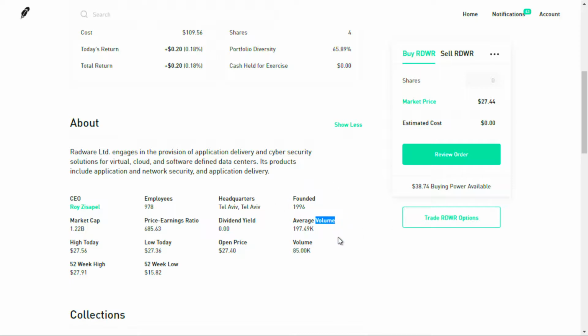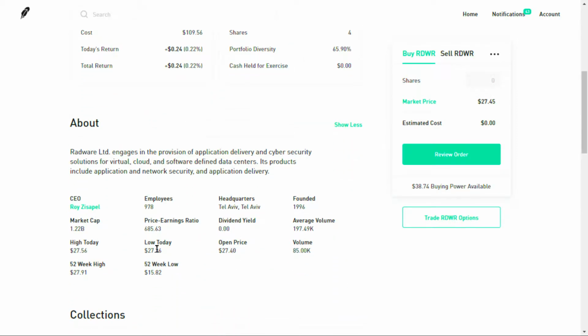If you don't know what volume is, it's the amount of shares that were bought or sold, so the amount of shares that changed hands. Volume for today is 85,000, so that's how many shares were bought or sold. The open price is the price that the stock opened that day. The low today is the lowest price that the stock hit during that day.